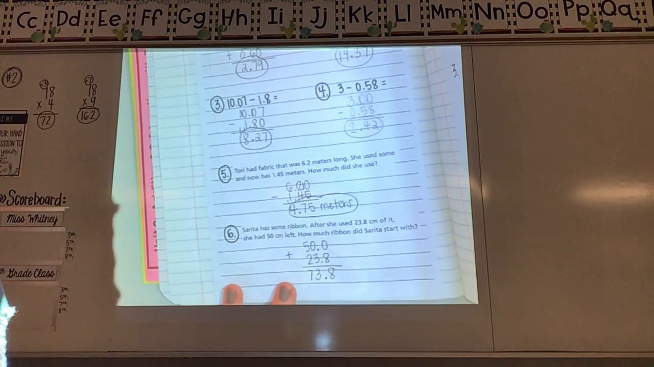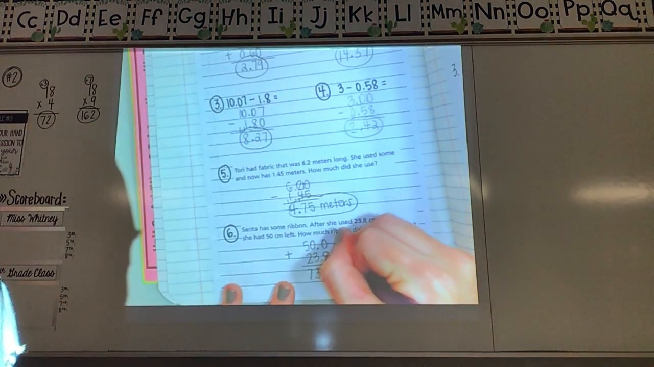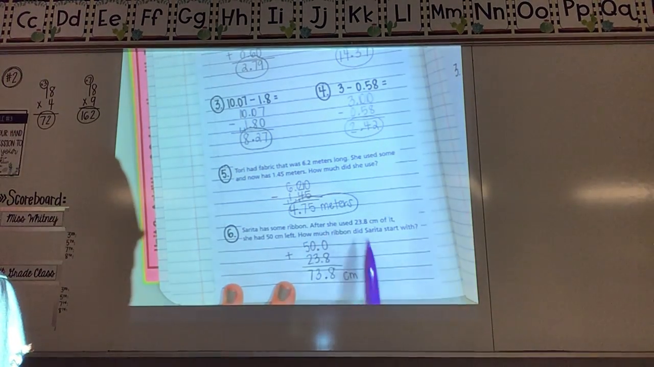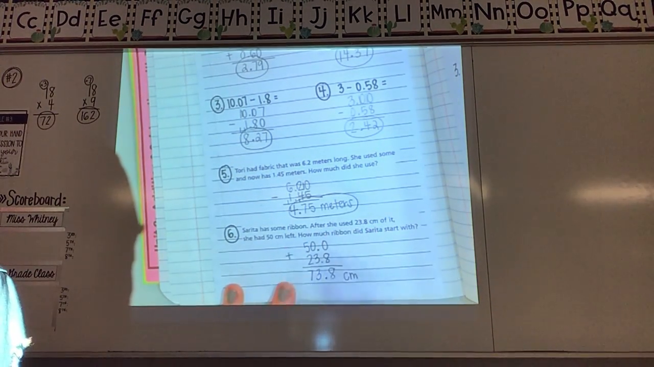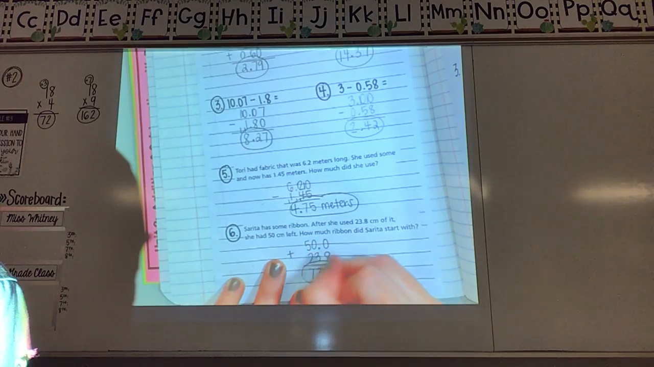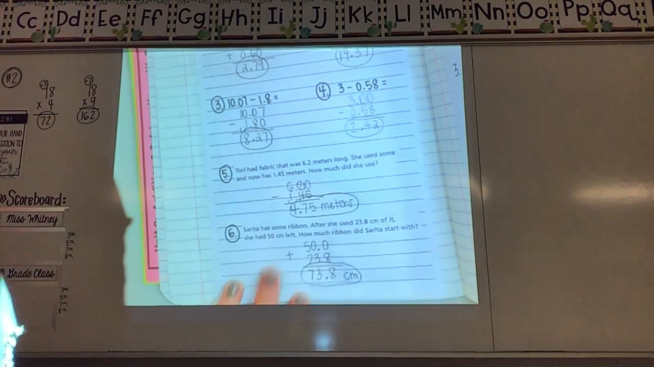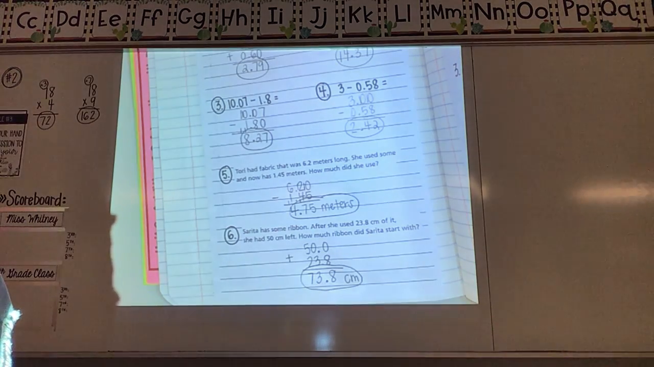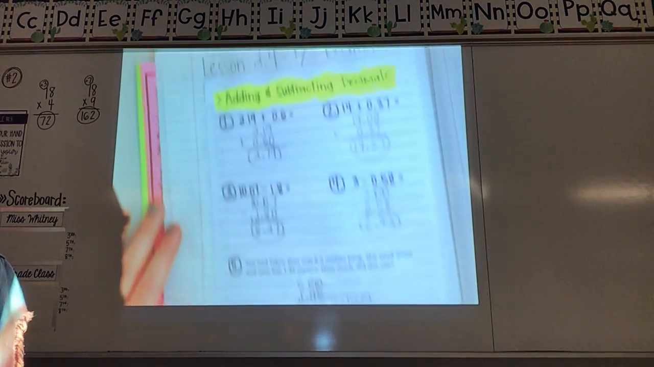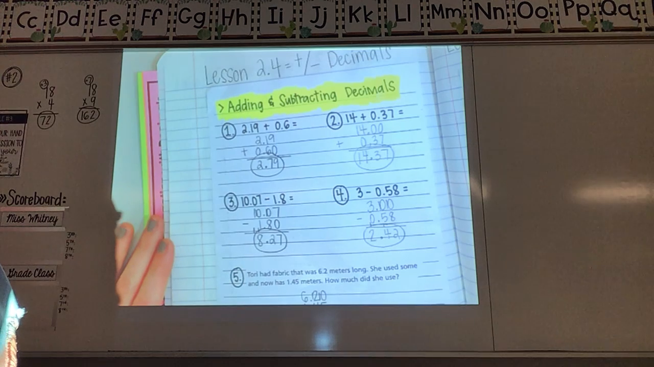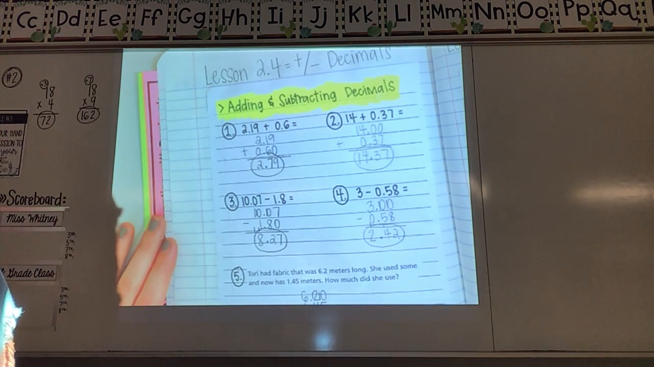So 73.8. I am missing a label. What should my label be for this problem? 73.8 centimeters. Notice behind both of my decimal numbers up here again, it had centimeters, so that is probably going to be my label. So 73.8 centimeters. Perfect.